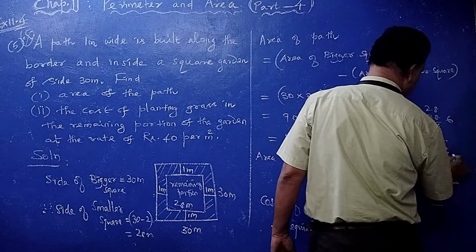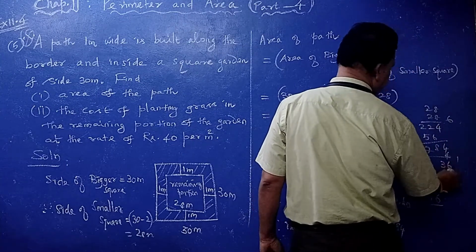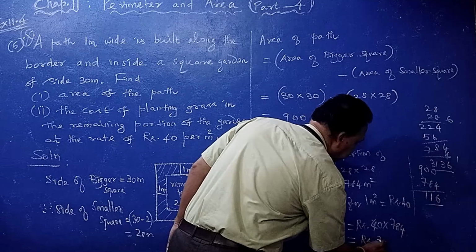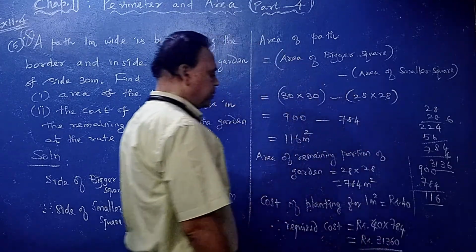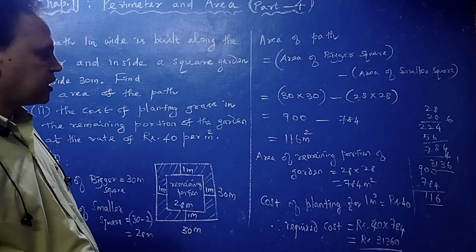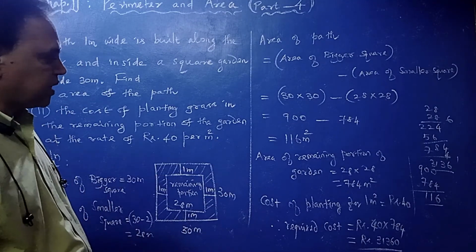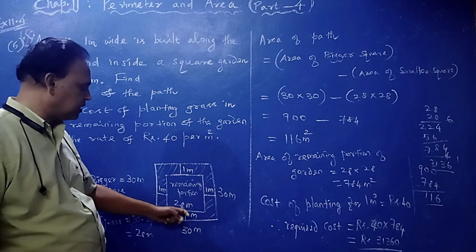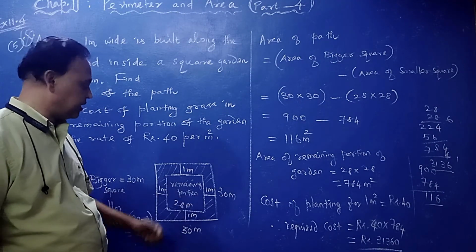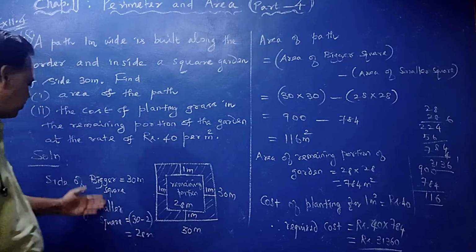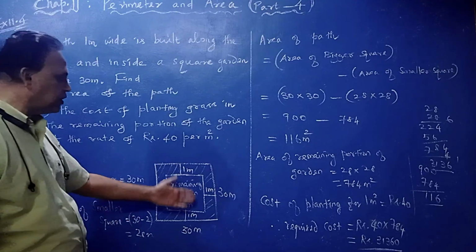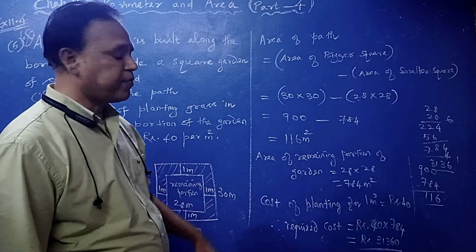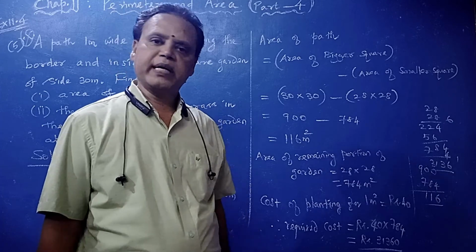So 784, 4 you multiply: 16, 1, 32, 33, 3 remainder, 31, so rupees 31360 is the cost of planting for 784 meter squared. Like this we can easily find out. Here in the diagram itself you can find the side of the smaller square, or separately; I have written it separately for understanding purpose. Clear? Same type of problem I will give as homework. Do the homework problem for better practice.